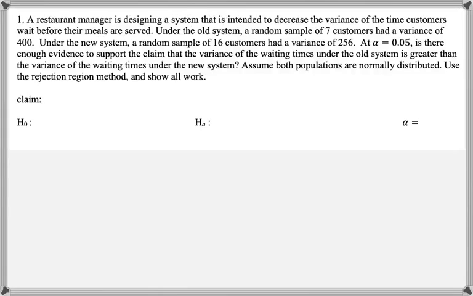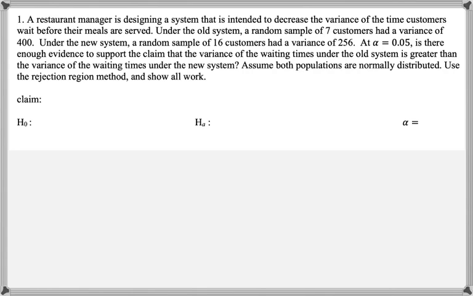A restaurant manager is designing a new system that is intended to decrease the variance of the time customers wait before their meals are served. Under the old system, a random sample of 7 customers had a variance of 400. Under the new system, a random sample of 16 customers had a variance of 256.